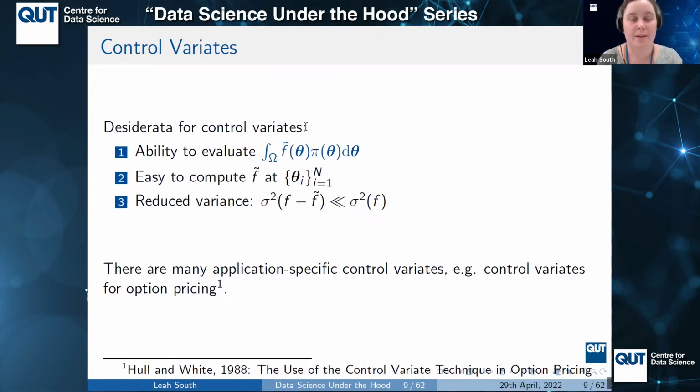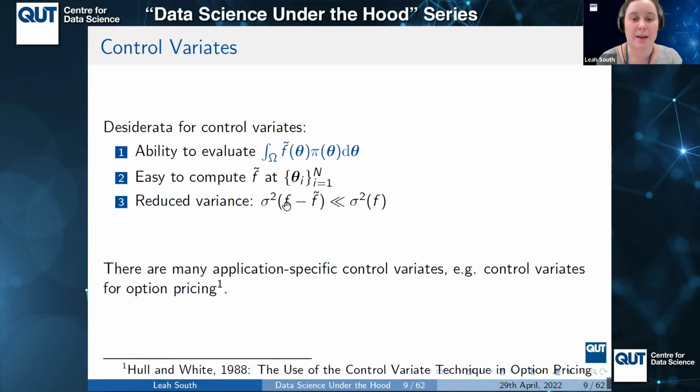And so here are the things that we actually need to be able to do it. Firstly, we need to be able to actually evaluate the true expectation of F tilde. We need to easily be able to compute F tilde at each of our samples. If F tilde is a very expensive function, then perhaps you may as well just get more samples rather than applying control variates. And then the final thing is we need reduced variance. Otherwise, there's no reason to actually do this.